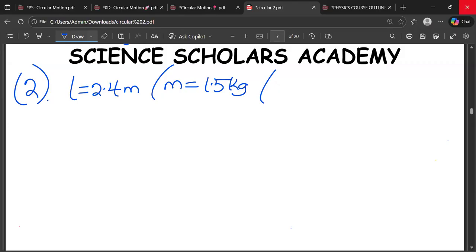Okay, you can text in the chat, but I prefer someone raising up their hand. Constant speed of 4 meters per second. Yes. Good afternoon, doctor. It is linear speed. Why? Because the speed they are saying is constant, it is not changing. Even in the first question, they said constant angular. There's another reason I want.